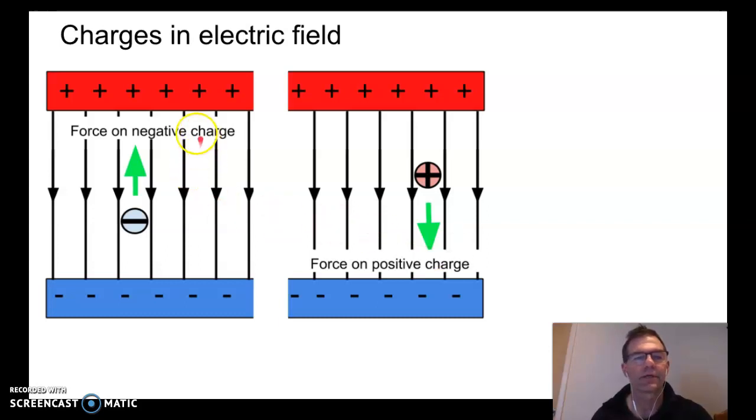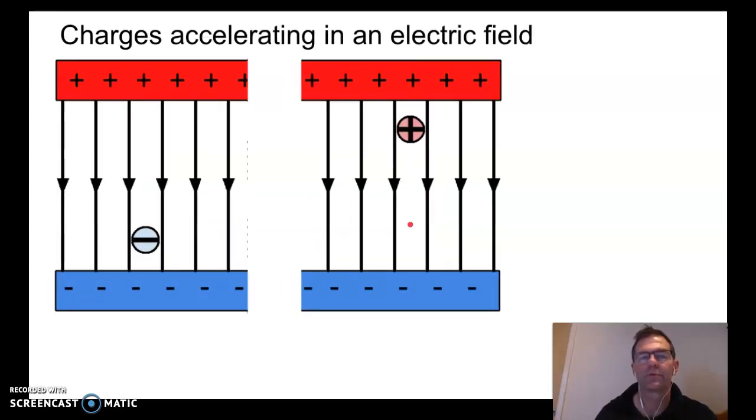So if you've got a negative charge here, that's going to tend to accelerate towards the positive and away from the negative. A positive charge does the opposite, and that tends to go in the direction of the field lines. So moving towards the negative because it's experiencing that force.